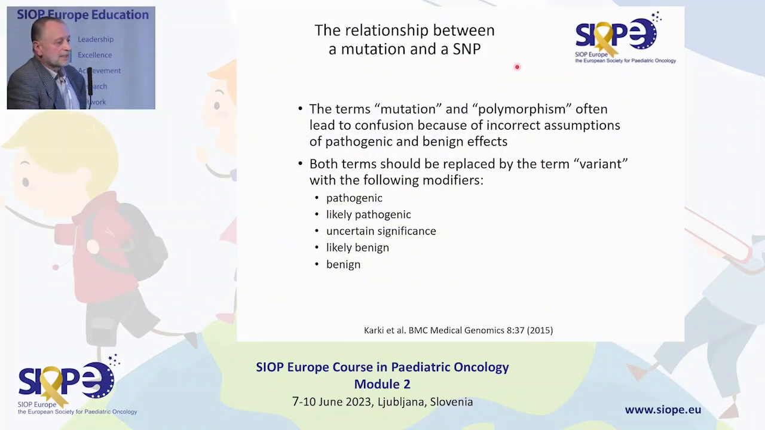And to come back again to the relationship between mutation and the SNP, as we said before, and as you're all aware, the terms mutation and polymorphism often lead to confusion in communication because of incorrect assumptions of pathogenic and benign effects. Now there's a general agreement that both terms should be replaced by the term variant. It's a neutral term. With the following modifiers, you can have a pathogenic variant, likely pathogenic variant, variant of uncertain significance, or likely benign or benign.